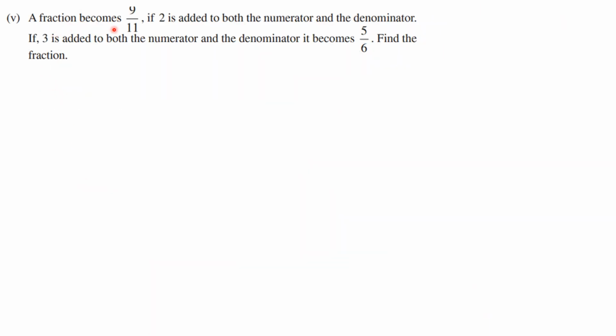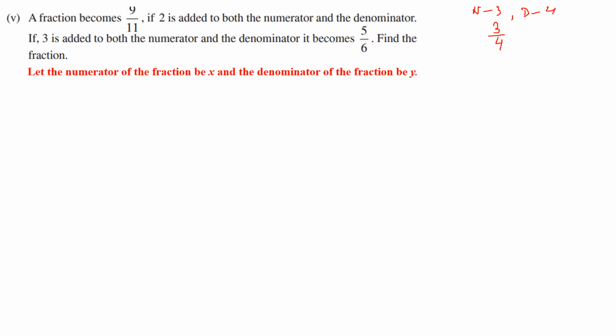Now the fifth part: a fraction becomes 9 by 11 if 2 is added to both the numerator and the denominator. And if 3 is added to both the numerator and the denominator, it becomes 5 by 6. Now find the fraction. So you know that in a fraction, you have numerator, you have denominator, isn't it? So how do we write a fraction? Suppose numerator is 3 and denominator is 4. So you write the fraction as 3 by 4, isn't it? But here in the question, we don't have any numerator and denominator value given. So I will assume let the numerator be X and denominator be Y, isn't it?